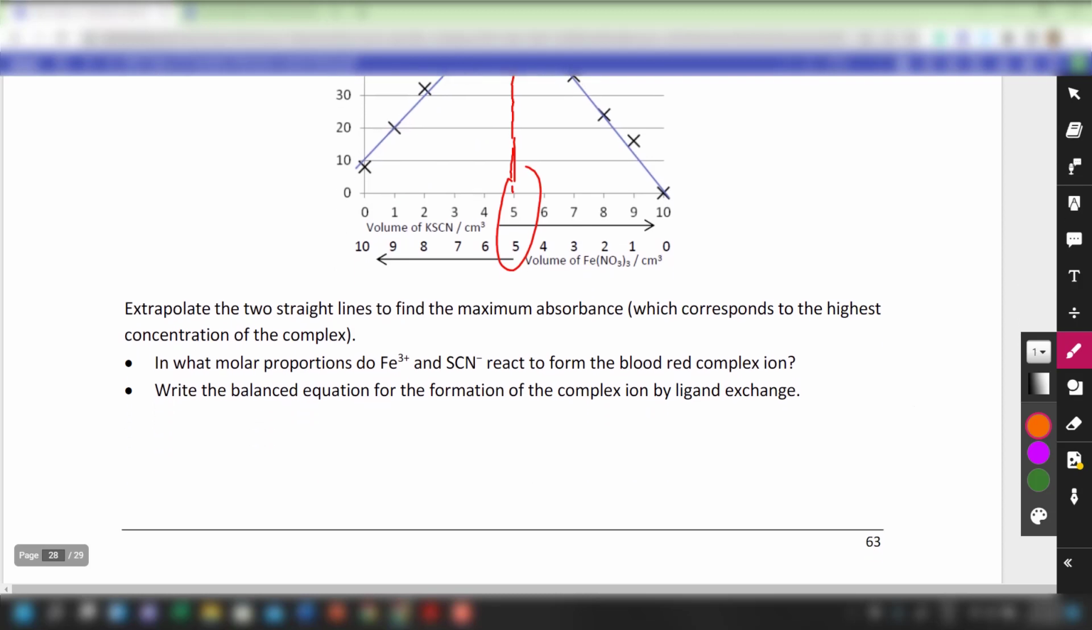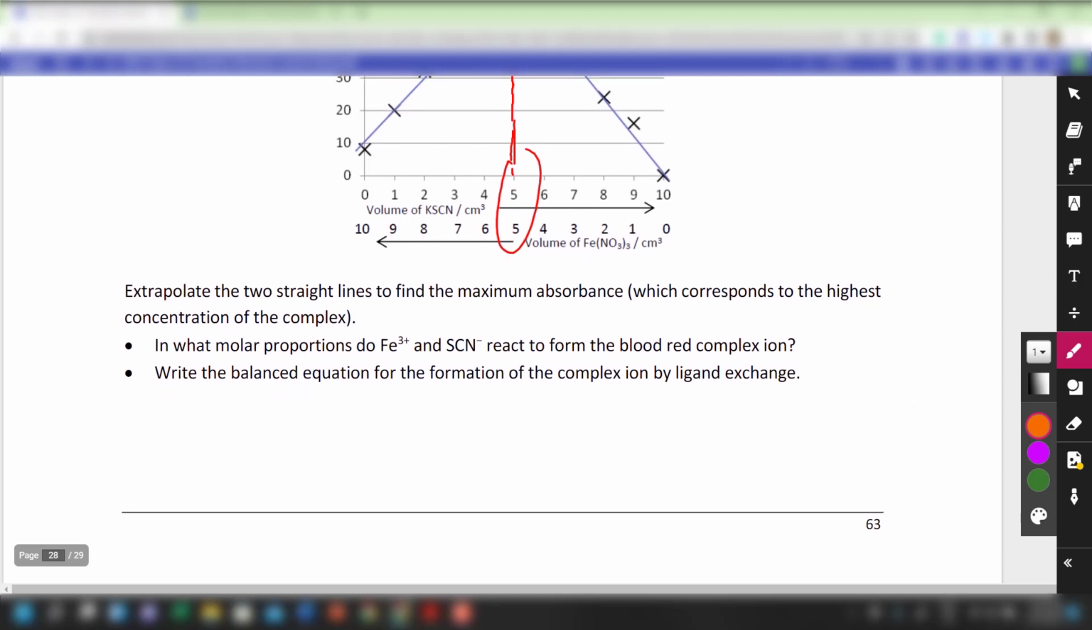Inevitably, without knowing, I have already explained the molar proportion of the mixing is 1:1, as what I've explained earlier on. And then in this case, for the balanced equation, I will expect it to be simply just writing out the hexaaqua complex, and then plus SCN minus.